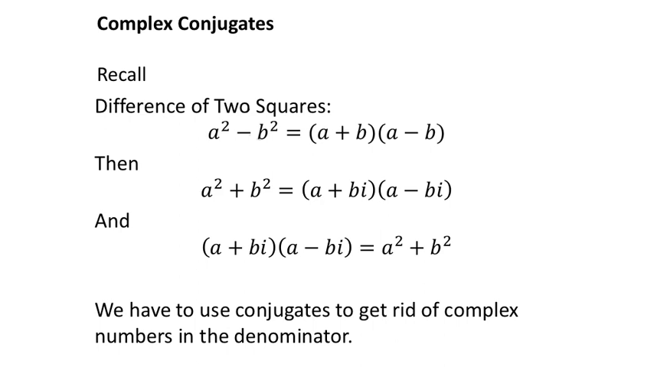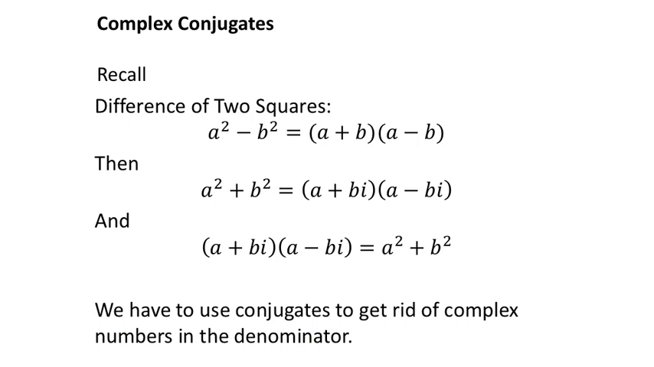So by multiplying conjugates of complex numbers, what it does is it gets rid of the i, which is what we want in the denominator. We do not want i's in the denominator. It gets rid of the i in the denominators. We have to use conjugates to get rid of complex numbers. There it is. Got it.